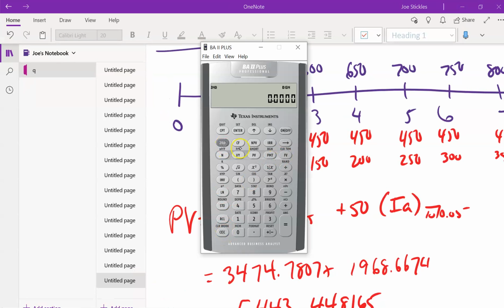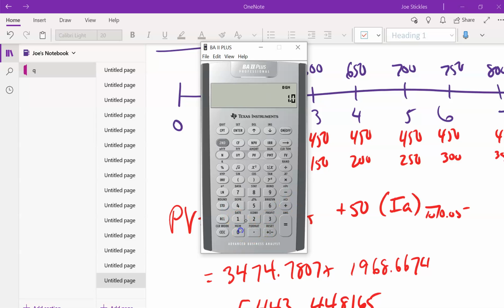I'm already in begin mode. So the payment's 1, not 11. The payment's 1. The interest rate is 5. The years is 10. And we need to compute present value. Make sure I stored that.